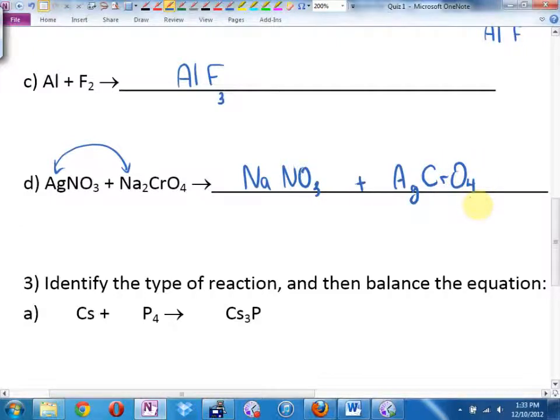Now I've got to crisscross. Let's see. Na has a charge of 1. NO3 has a charge of 1. You know what? This one is already crisscrossed properly. Silver has a charge of 1, and CrO4, which is chromate, has a charge of 2. You know what? I need 2 of these for one of the CrO4s. So half mark if you have NaNO3 plus AgCrO4. Yep.